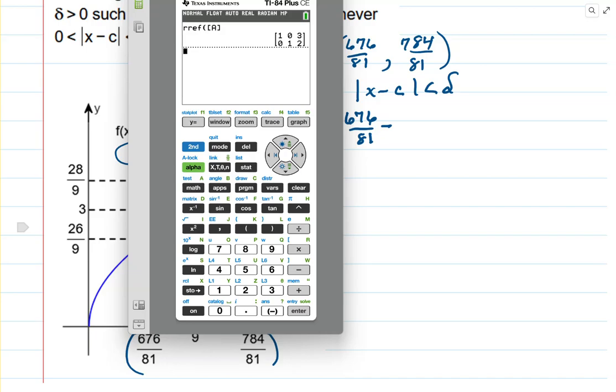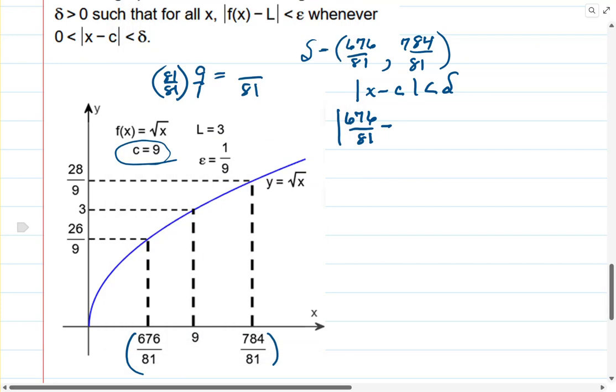Everybody verify. I was working, I always work. Sorry about that. So I'm going to have 81 times 9, and I'm going to get 729.